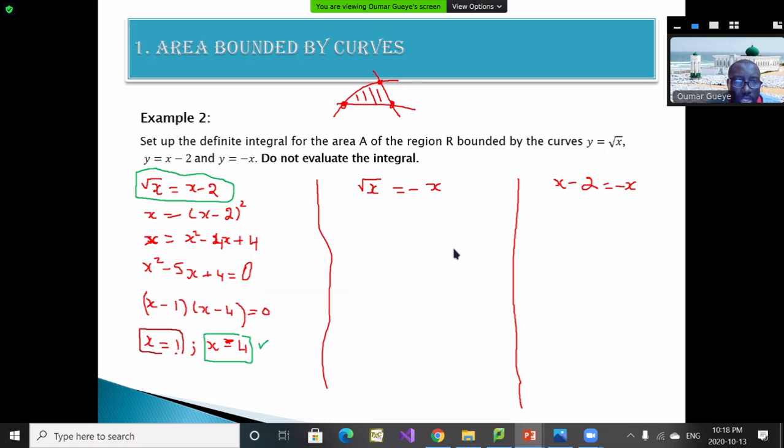So this one, we cannot take it. We remove it. I repeat again, the reason is you can see when you substitute x by 1, the equation is not satisfied because the left hand side becomes 1 and the right hand side is minus 1. And as you know, 1 is not equal to minus 1. But 4 satisfies the equation because when you substitute, the square root of 4 equals 2, and on the right, 4 minus 2 is also equal to 2. That's why we're going to keep only this solution. Is it okay?